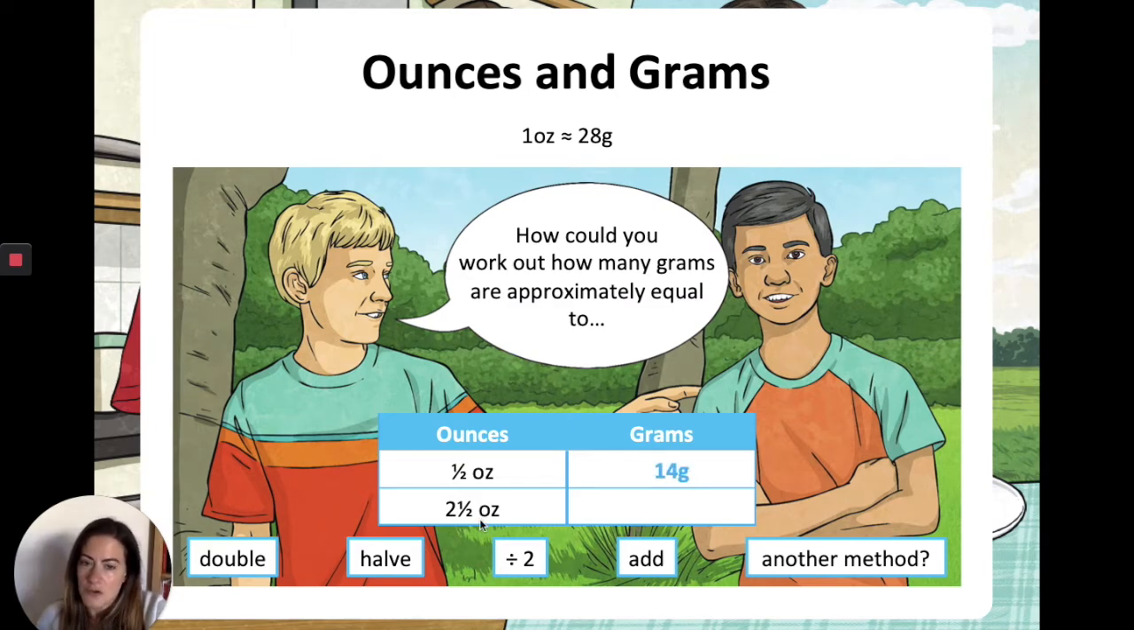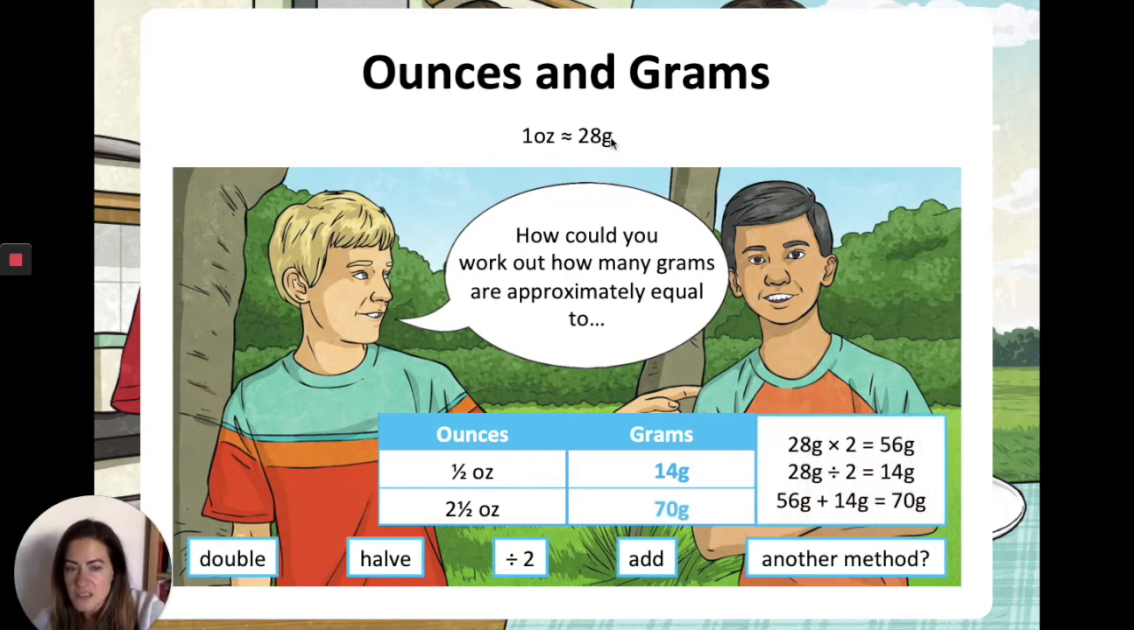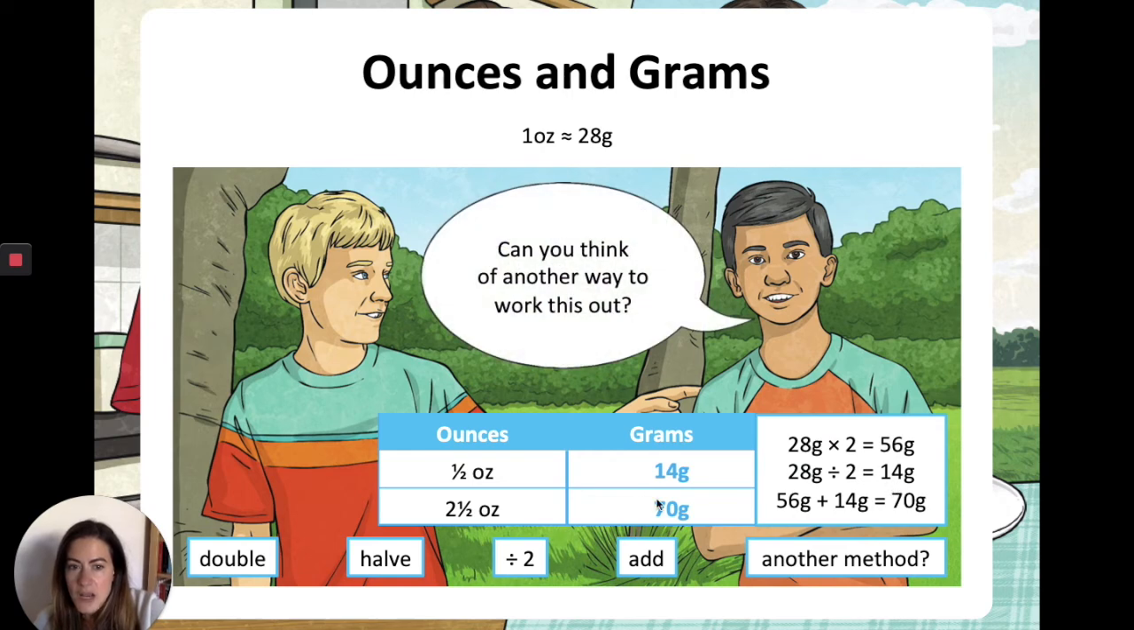What about 2.5 ounces? Well, I could double 1 ounce to find the 2 part, and then I've already worked out half an ounce here. So 2 lots of 28 is 56, plus 14 for the half gives me 70 grams. So I've used the information I have to work out the information I didn't have.